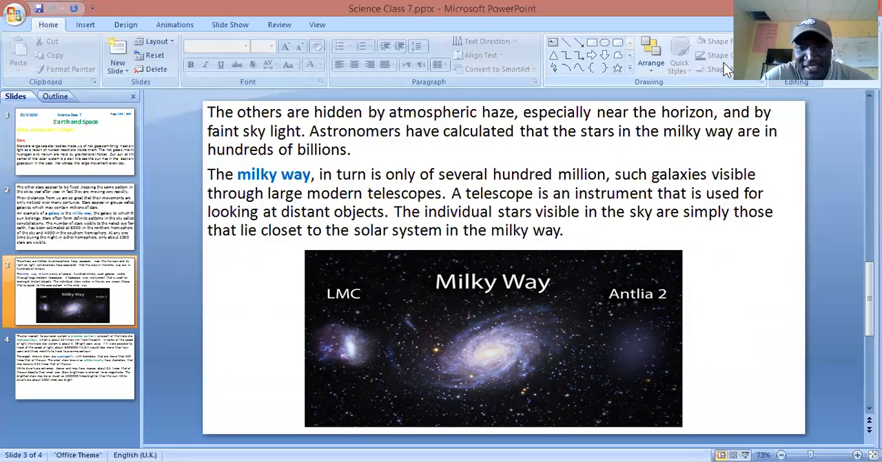The individual stars visible in the sky are simply those that lie closer to the solar system in the Milky Way, meaning the stars that you can see in the sky are simply those that lie close to the solar system in the Milky Way. This is the structure of the Milky Way. You can see the Milky Way there, and you can see the stars surrounding the Milky Way there.